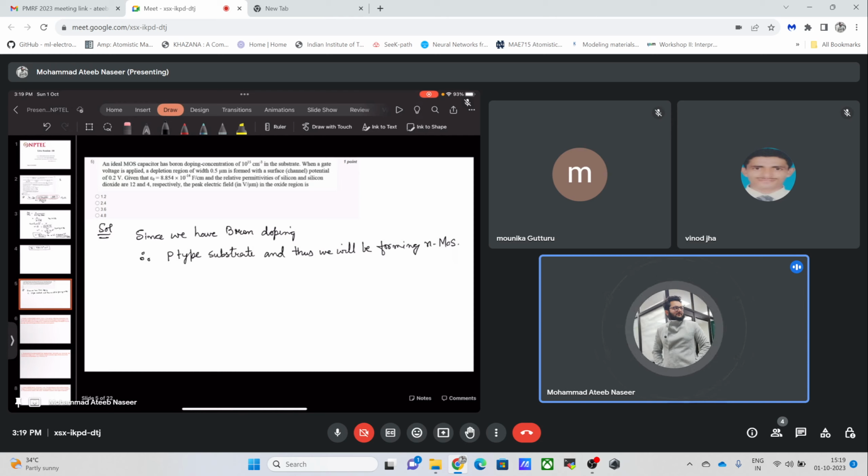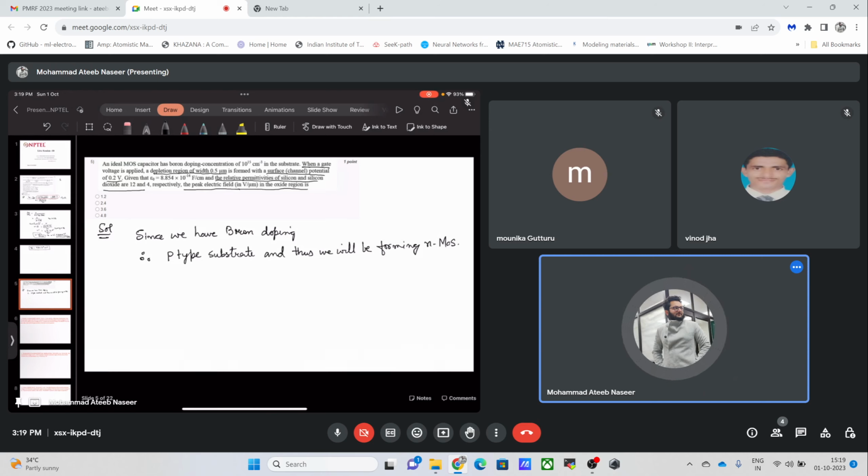Now we have been given that this MOS cap is applied some gate bias, and a depletion region of this width, which is 0.5 micrometer, is formed with a surface potential of 0.2 volts. Now we have to find the value of the relative permittivities of the silicon and the silicon dioxide. They are given, and as a result of this, we have been told to find the peak electric field which is inside this oxide region.